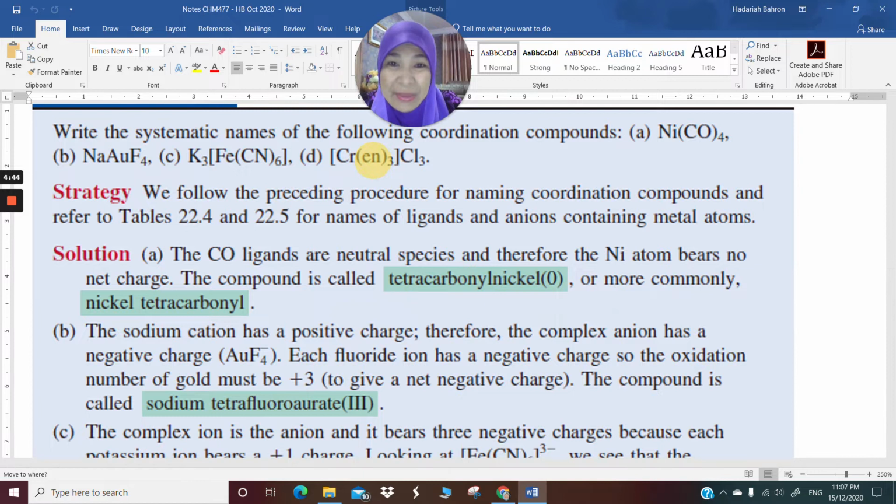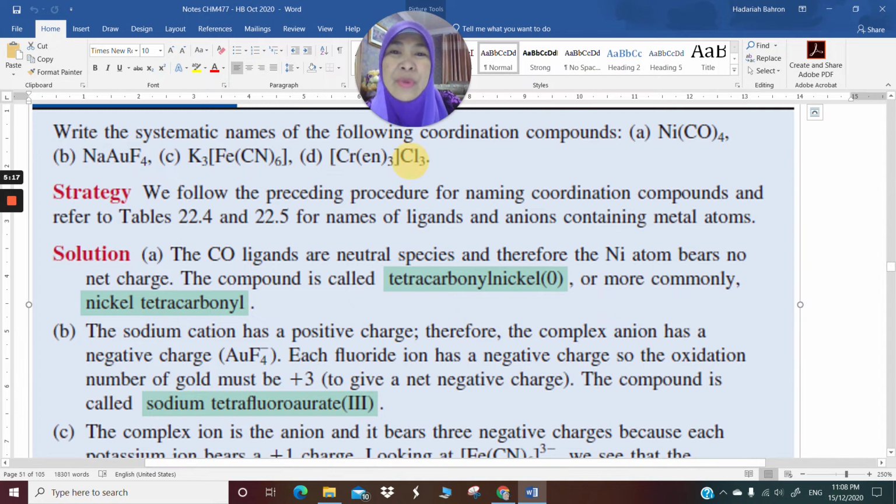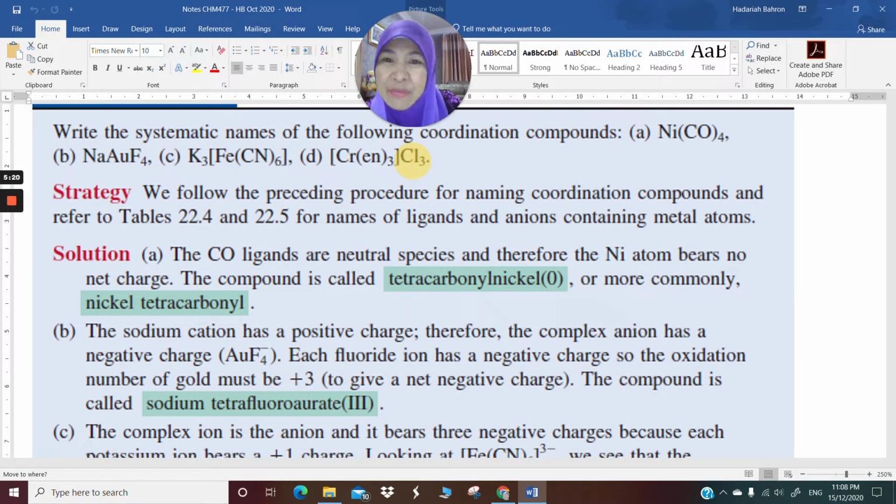So we say this as ethylenediamine. En is ethylenediamine. So you don't say bi-ethylenediamine. You don't say tri-ethylenediamine. You say tris(ethylenediamine). Remember the rule that we went through in the previous lecture. So tris(ethylenediamine)chromium(III) chloride. You don't call this chloro because chloride here acts as a counter ion. They don't act as ligand. So as a non-ligand, you call it chloride. But if that chloro is within the square bracket, then you call it chloro.